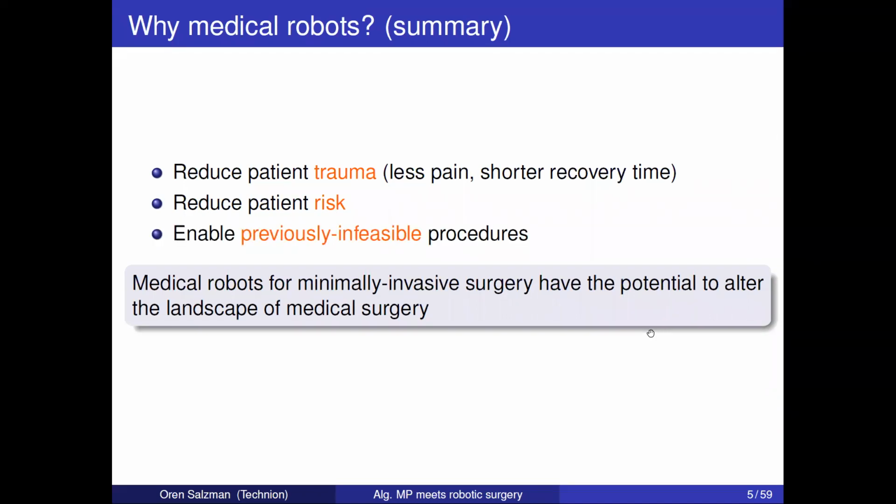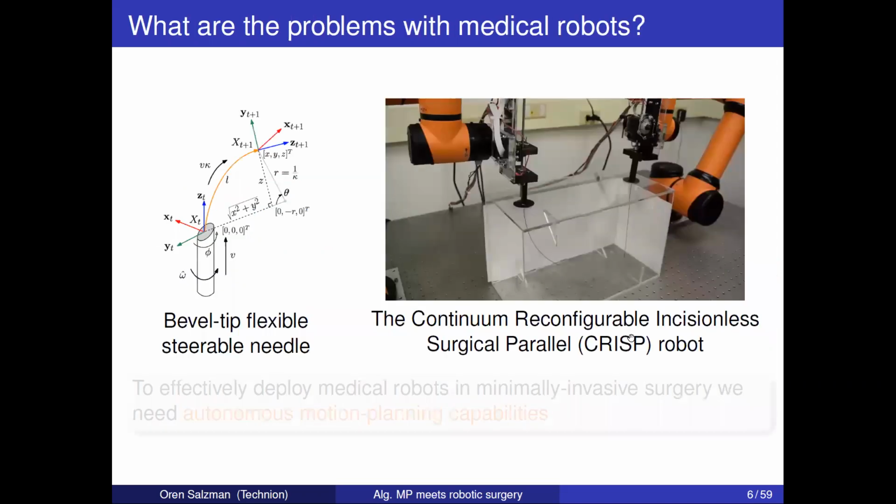So now we're talking with a pediatric surgeon in New York who wants to apply some of the methods that we're developing, because right now he can't reach into the deep tissue of the lungs of children because everything there is so small and so hard to maneuver. So really, medical robots in this context have the potential to alter the landscape of current surgery.